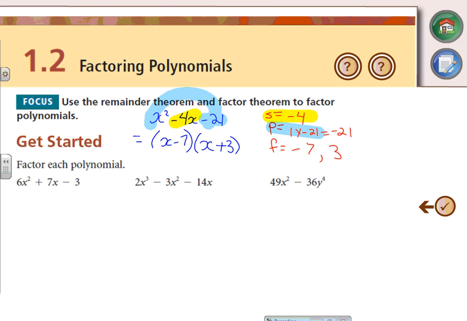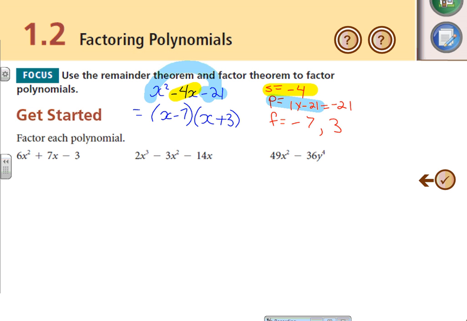Let's now go through where the leading coefficient is not 1. So in this case, we've got sum product factor. We first of all look, is there any GCF that you can pull out? No, there's not. So your first step of factoring, GCF, there's none here. So we're going to pull out sum of, again, the middle term, so 7. And a product, again, of the first times the last. So 6 multiplied by negative 3, which is negative 18.